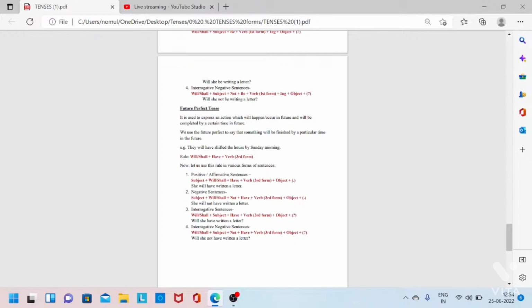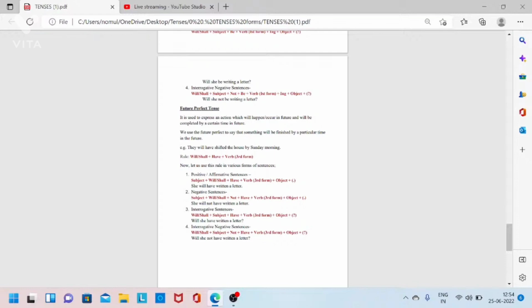Example, they will have shifted the house by Sunday morning. Okay, they will have shifted the house by Sunday morning. So the rule is will or shall be used, and have plus verb third formation of verb. Let us see this rule in various sentences.